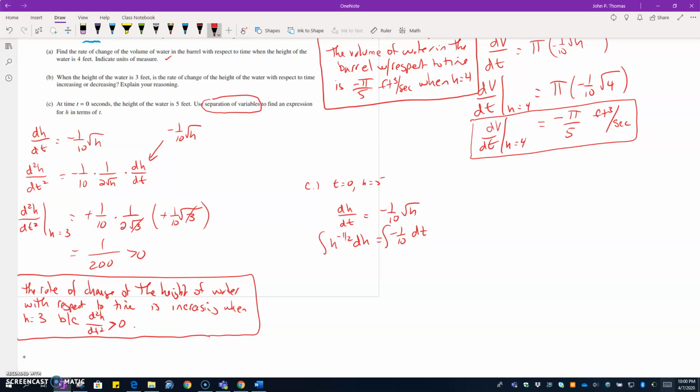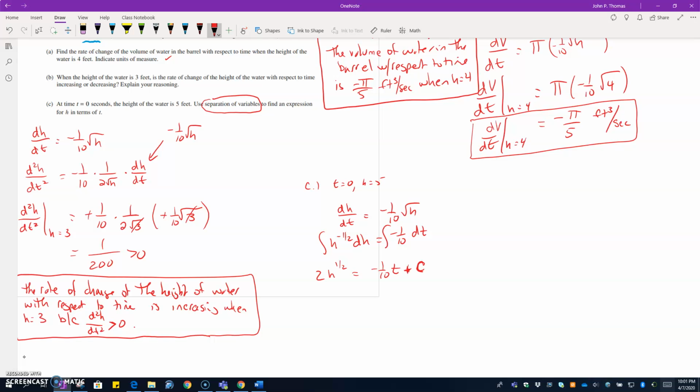So I'm going to take the antiderivative of both sides. On the left-hand side, I raise the exponent by 1. It becomes a half. I divide by a half, which is the same as multiplying by 2. So I have 2h to the 1/2 equals negative 1/10 t. And then we're going to consolidate both constants and move it over to this side.